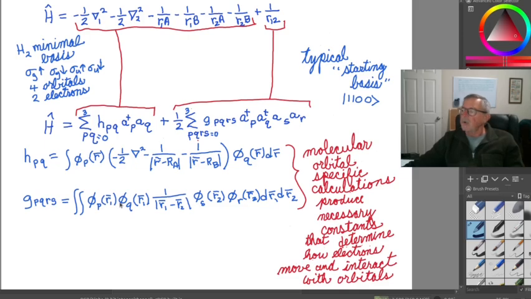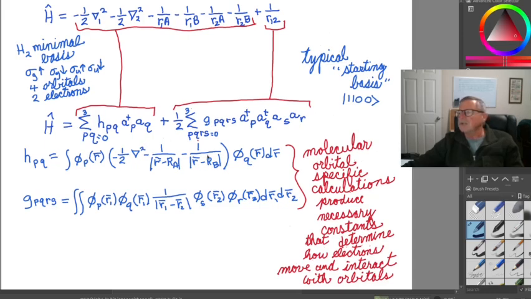Now, I toiled over a way to describe this, and let's call it this way. These provide molecular orbital specific calculations, and those produce necessary constants that determine how electrons move and interact with orbitals. So without these constants up here, we won't really know what the total effect is. Now I hope that's enough, because that's where I'm going to close off this video.